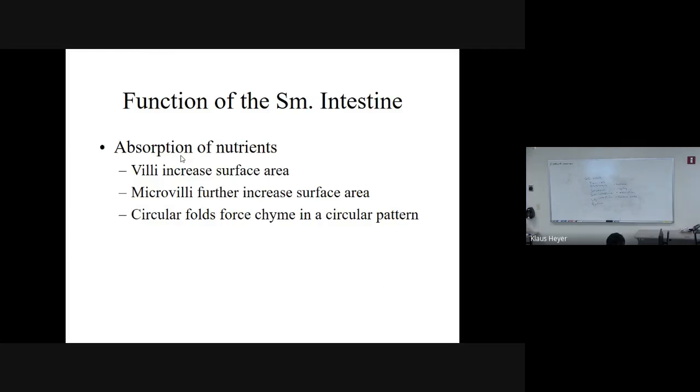What's the function of the small intestine, and how is it adapted to perform that function? Meaning, what features does it have, like those three features, that let it do that?